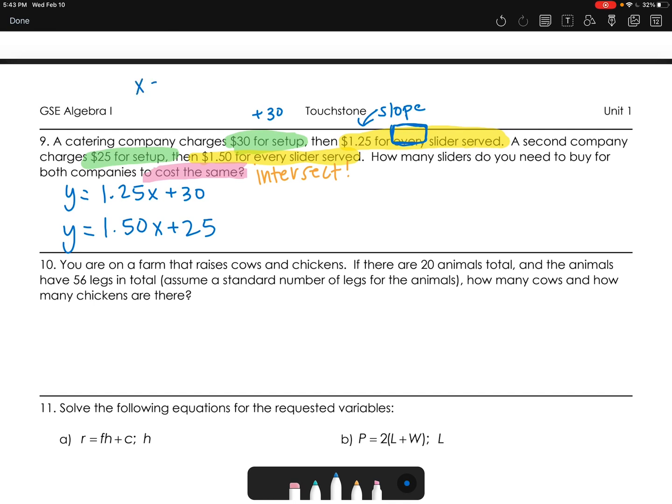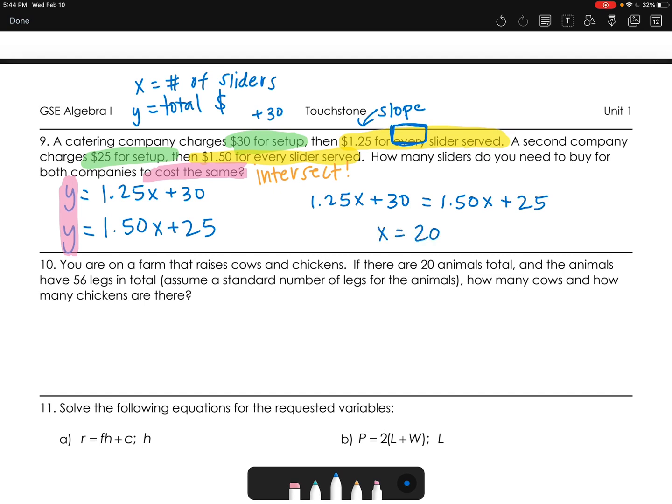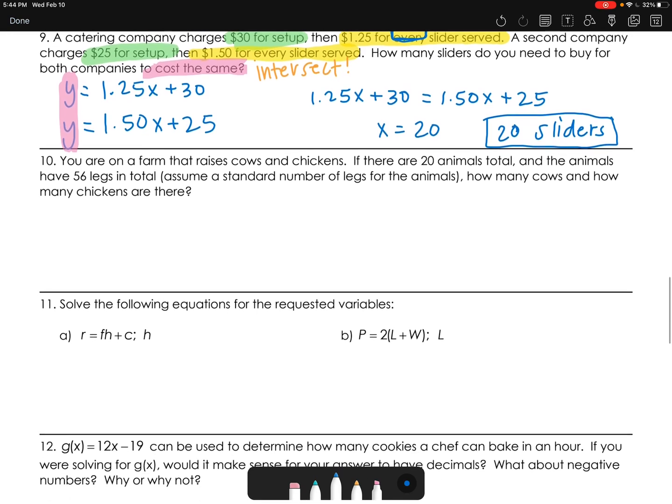If we think about what our variables would be in number 9, x is the number of sliders, and y is our total amount of money. So I'm sorry for not defining my variables at the start. That was my bad. Okay? And so this is a system of equations here. We haven't done a problem like this, but this is actually my favorite, where they both are set equal to y. And so what that means is we can just set these equations equal to each other. 1.25x plus 30 equals 1.50x plus 25. And then x is the number of sliders, and that's what we're trying to find here. Okay, so when you solve for x here, you are going to end up with x being 20, and so your answer in context would be 20 sliders. Okay? Awesome.